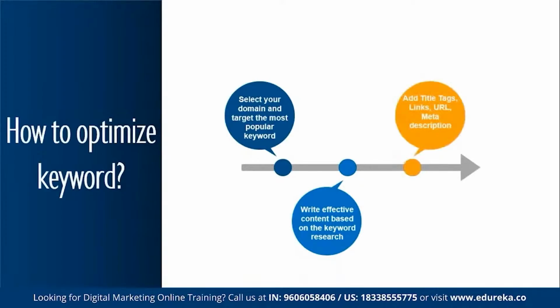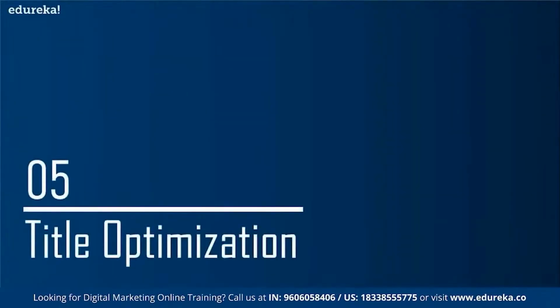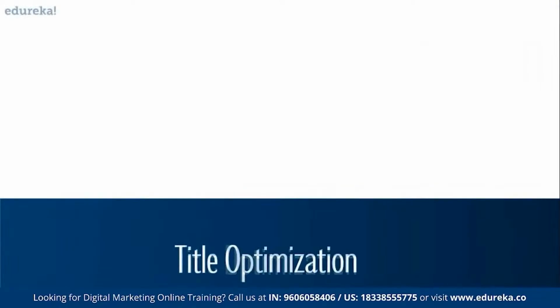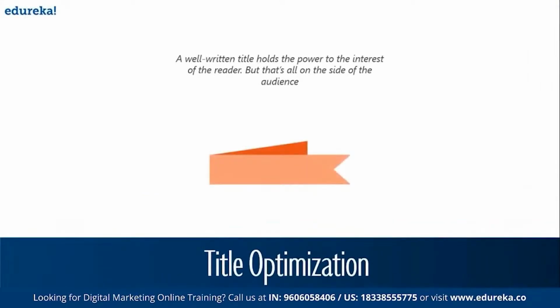Also, add title tags, links, URL, and meta description. Make sure your page has proper and relevant title tags, suitable meta description, and links. So let's talk about title optimization. A well-written title holds the power to capture the attention of the user, make him or her click and visit your website. Title optimization is a critical part of what we call the on-page optimization.